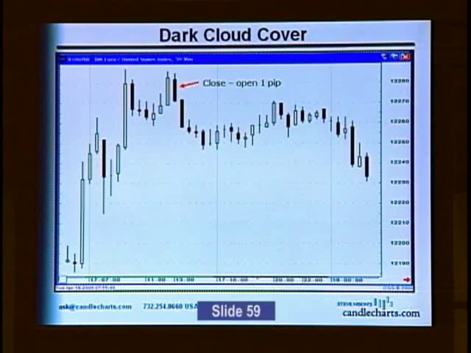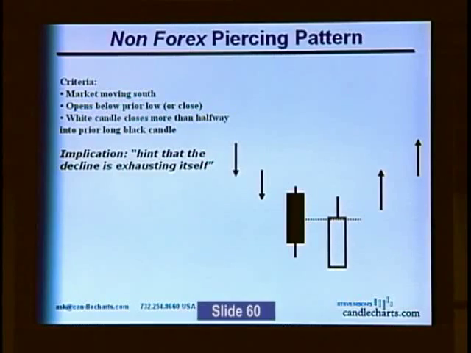Okay. And here we have a dark cloud cover. And I wanted to show you this because the opening and closing are a pip difference. So that's perfectly fine. The opening and closing doesn't have to be the same. In fact, just as it opened a pip lower, it could open a pip higher also, or a couple of pips higher. Just as the shooting star was the bearish counterpart of the hammer, the bullish counterpart of the dark cloud cover is the piercing pattern.